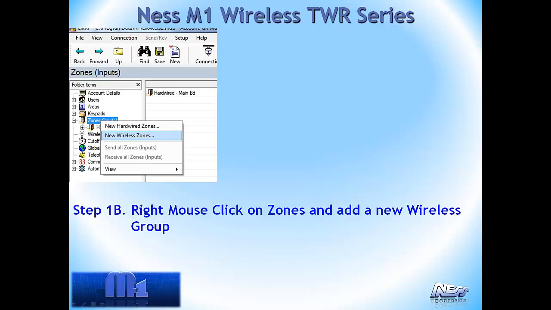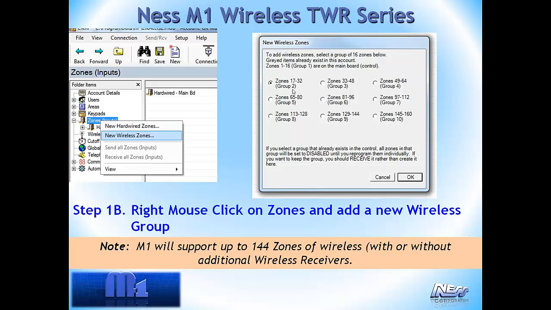To do that, you right mouse click onto zones and go new wireless zones. You then select the zones that you want. In this case, because you've got to start at address number 2, that will be at address 2. If you had more than 16 zones, you would then add another 16 zones, another 16. Even if you've only got one receiver, you could still add the zones that you want to get the number of zones that you're activating. Keep in mind that the M1 will support 144 zones of wireless with or without additional radio receivers. So you just go and add the extra zones.